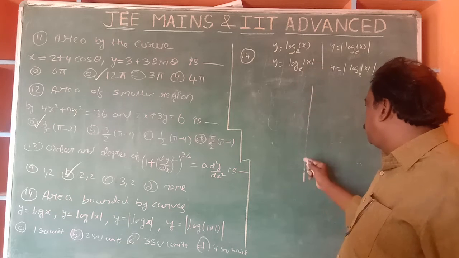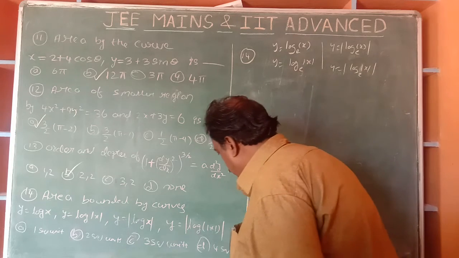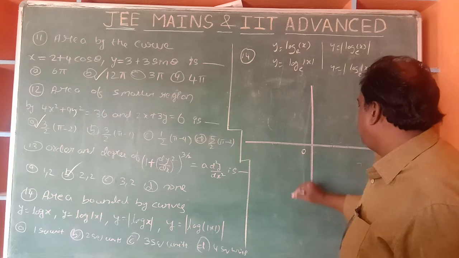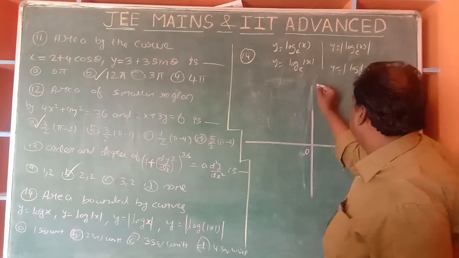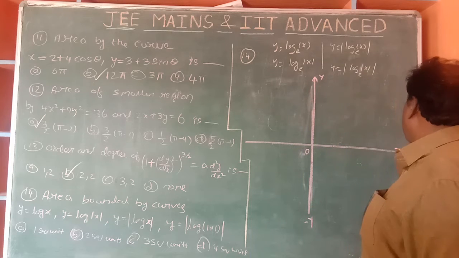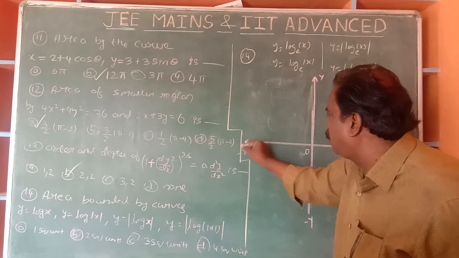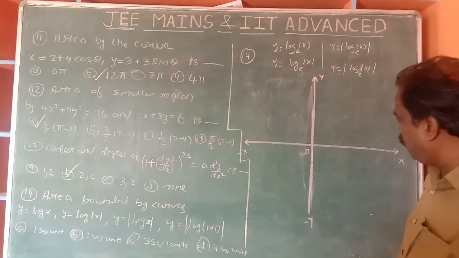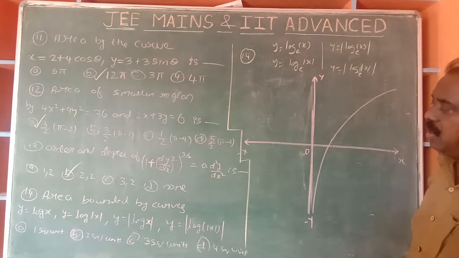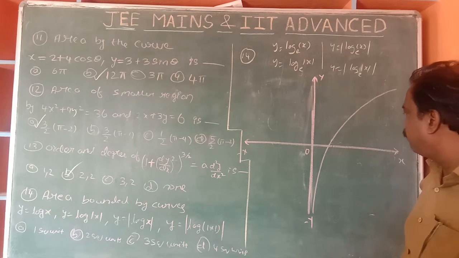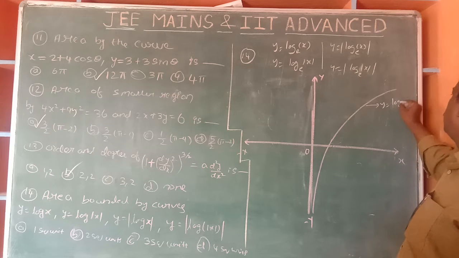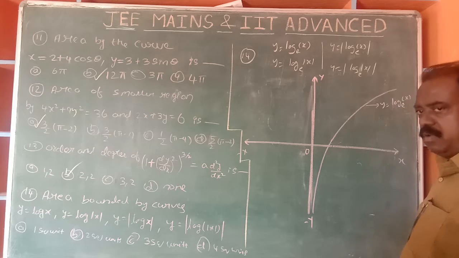Now you see, y is equal to log x. The horizontal side is the x-axis, and the vertical one is the y-axis, with the negative x-axis as well. Y is equal to log x to base e is a curve like this. Already in the previous video I taught this problem. Once again you try to understand. This is the curve y is equal to log x to base e. Okay now?